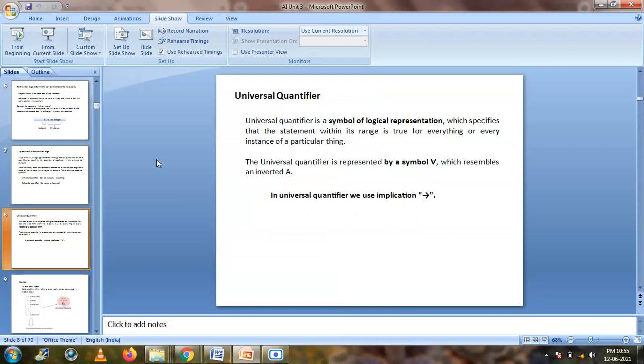So the universal quantifier has a symbol of logical representation. You know that the universal quantifier is represented by a symbol like an inverted A. That's the symbol of the universal quantifier. The statement's range is true and everything applies to a particular thing. The universal quantifier resembles an inverted A, and we can use it in implementation like that, with an ampersand.